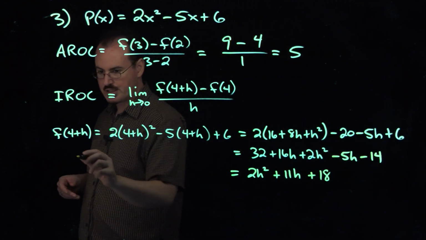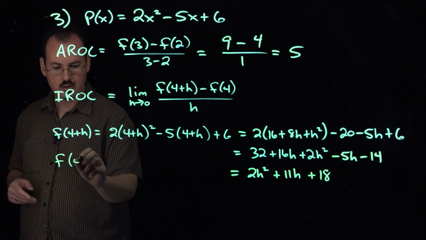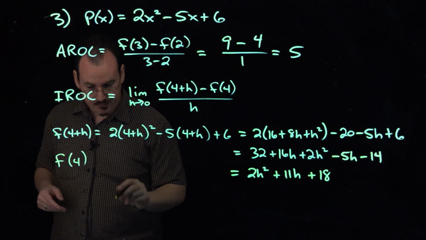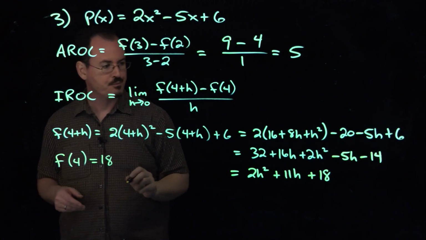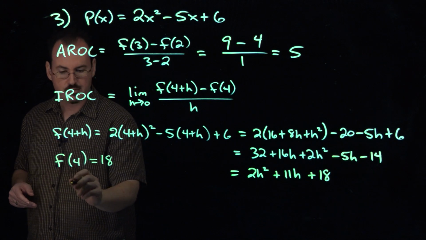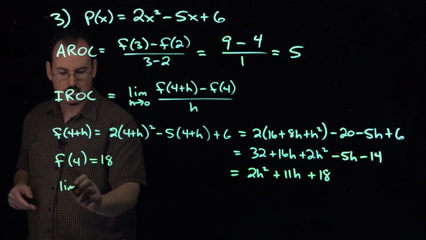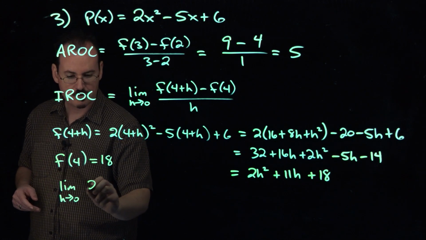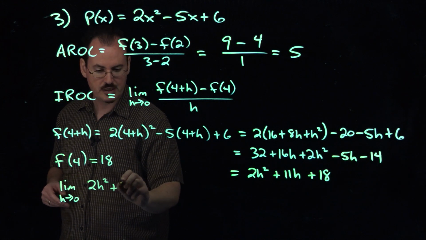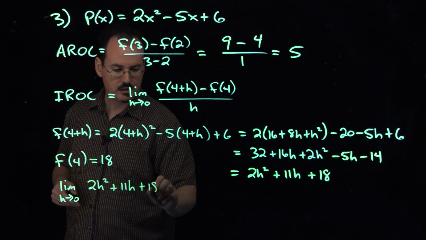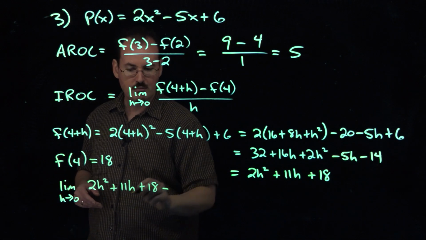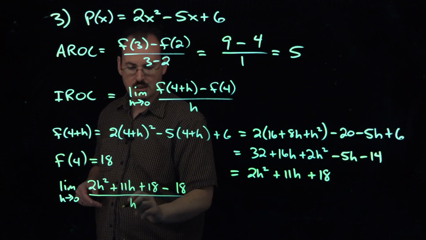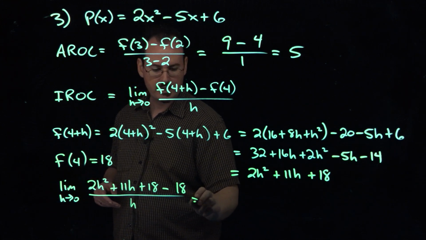And then if we check what is f of 4, you just simply plug 4 into this function up here, you're going to get 18. So the instantaneous rate of change then, this limit is going to be, the limit as h approaches 0 of f of 4 plus h we saw was all this stuff here, so we're going to get 2h squared plus 11h plus 18. That's f of 4 plus h minus f of 4, that's 18, divided by h. Notice again that the 18s are going to cancel each other out.